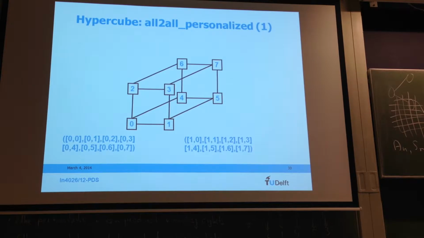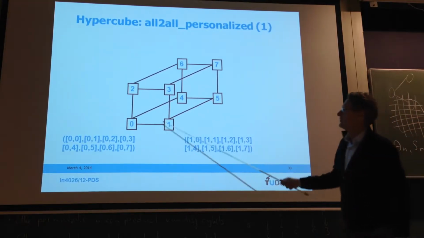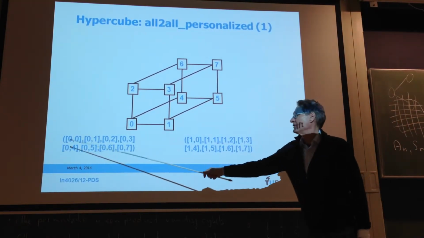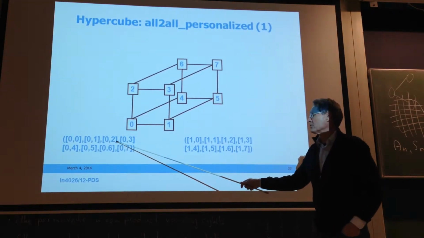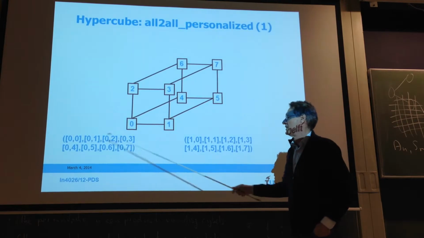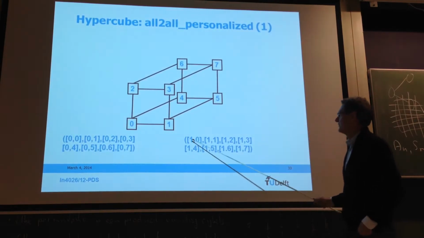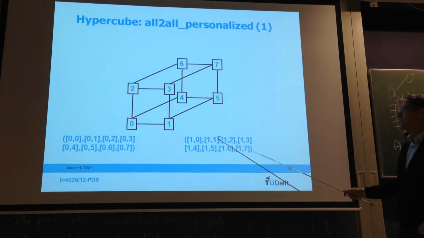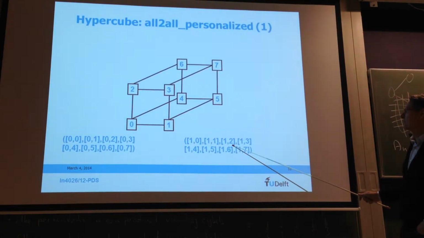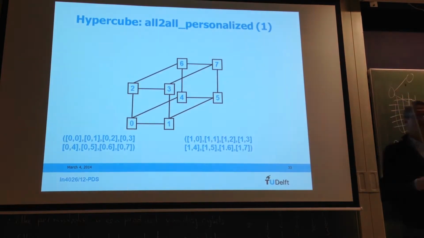Well, the hypercube, we can do an algorithm like that. For instance, these two nodes have these sets of items, right? This one needs to be communicated to processor 1, this to processor 2, 3, 4, 5, 6, 7, and this has 1 which has to be sent to 0. This one already has 1, it has to be sent to processor 2, etc., etc.